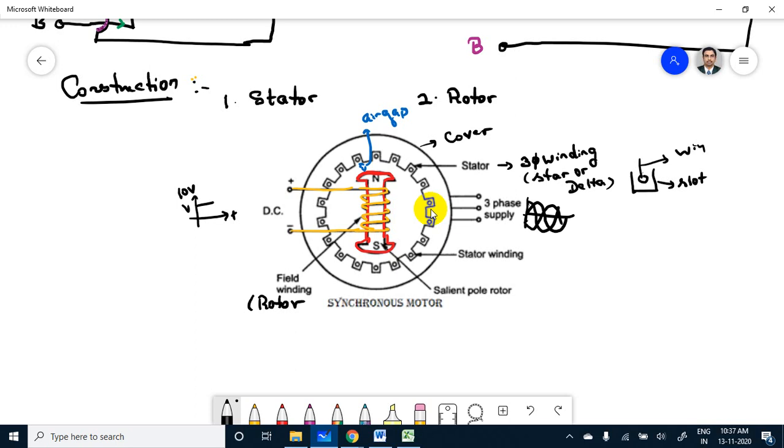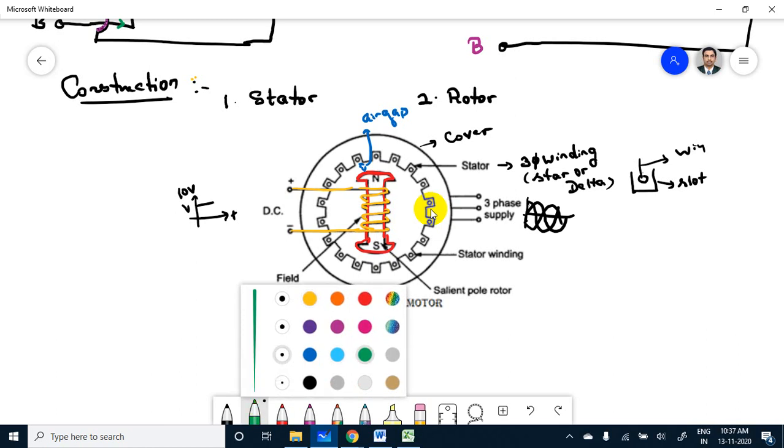This stator has the armature winding. Armature winding means the windings are connected, that is nothing but armature winding. It will be a constant winding. So in rotor the field winding will be there. Now by giving the DC excitation only, a rotating magnetic field will be produced. The rotating magnetic field is produced.